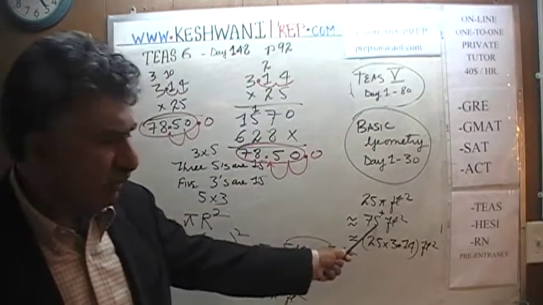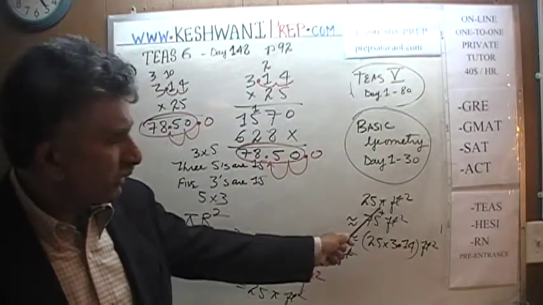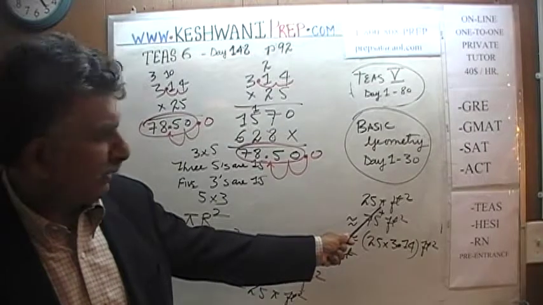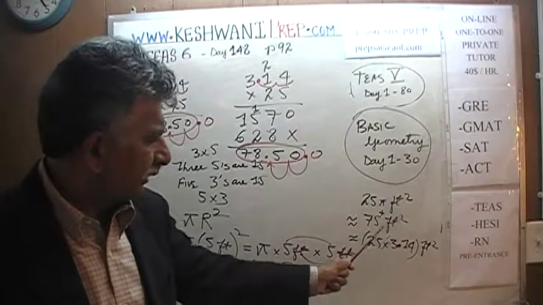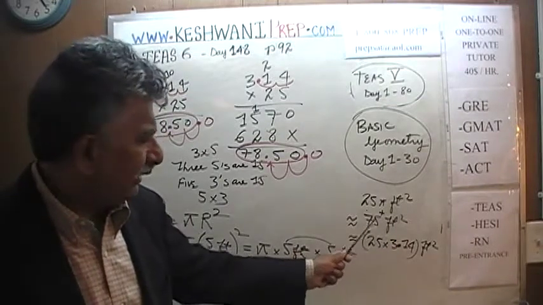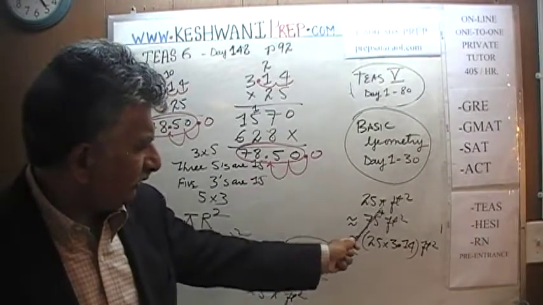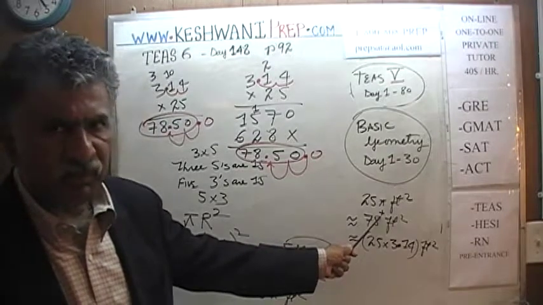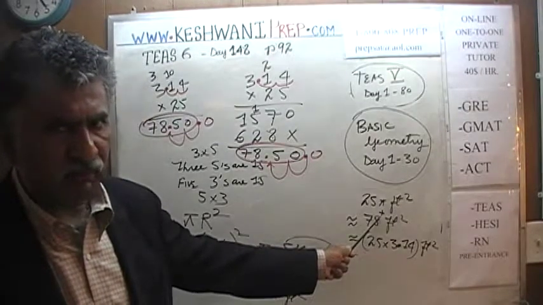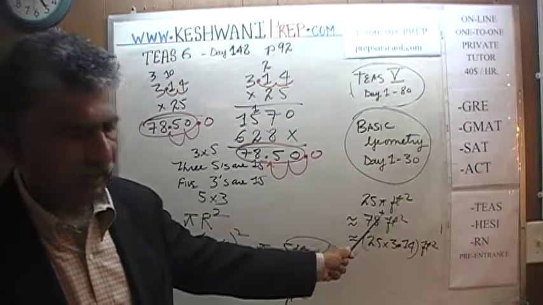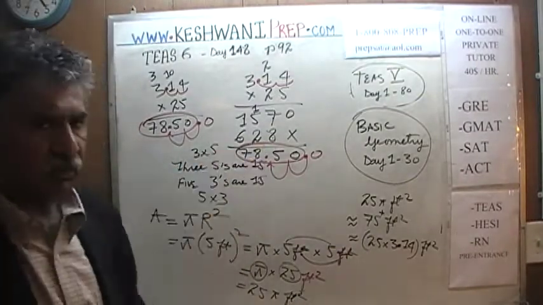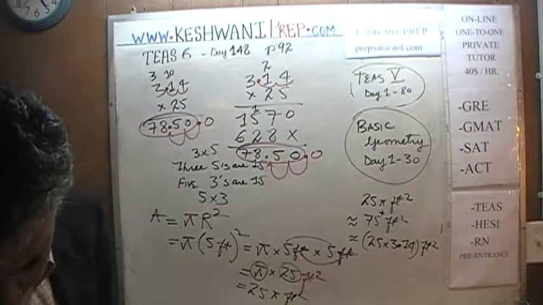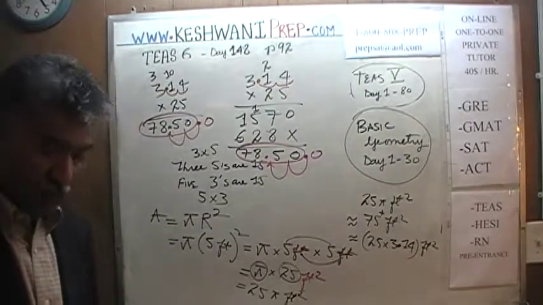Why slightly more than 75? Because we are pretending that pi is 3. We know pi is not 3. Pi is 3.1416, goes on and on forever. Pi is something more than 3. So if you approximate pi as 3, 25 times 3 is 75, but it's going to be something more than 75. There is only going to be one answer choice in the exam that's slightly more than 75, and that's your answer, which is going to be 78.5. You don't have to go through all this trouble to actually do it out. Do you understand? One last thing I want to cover before I end the video.